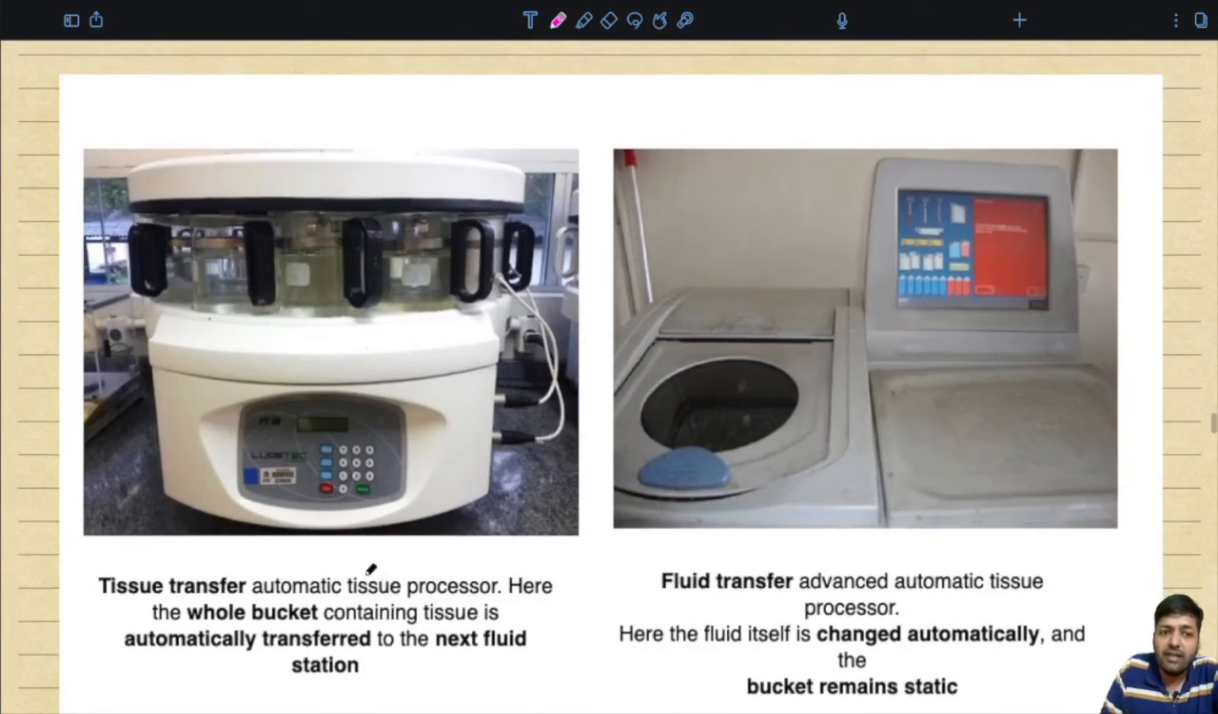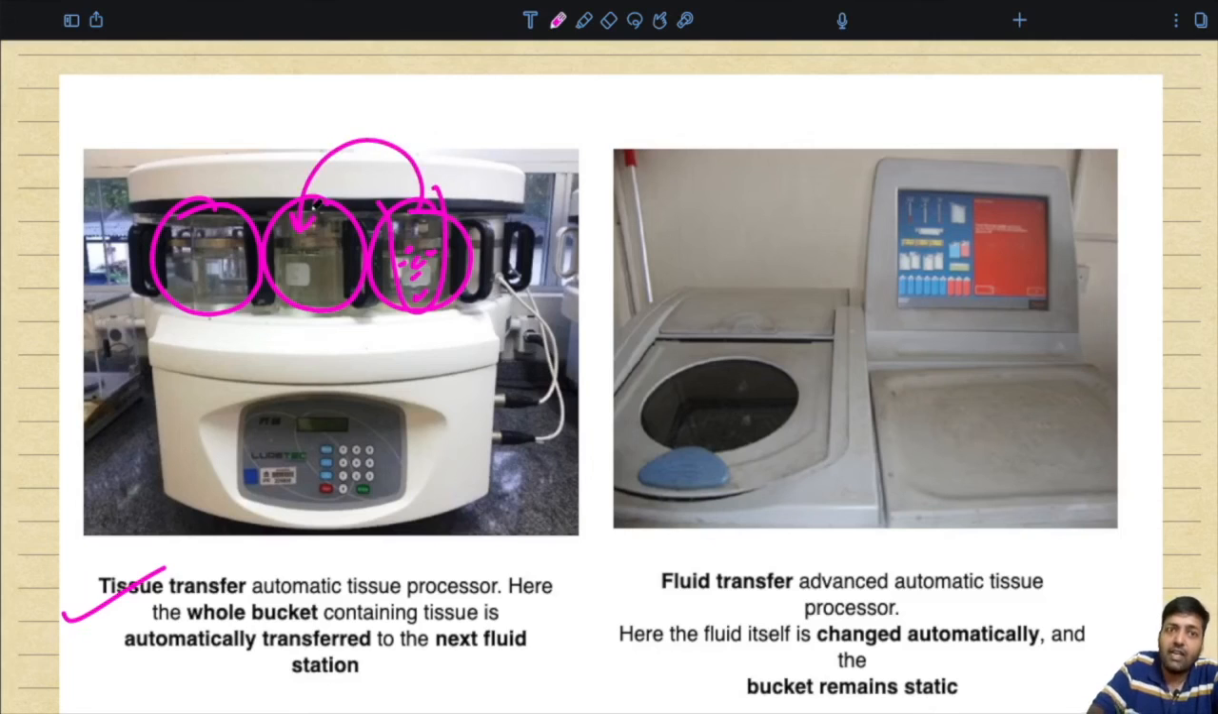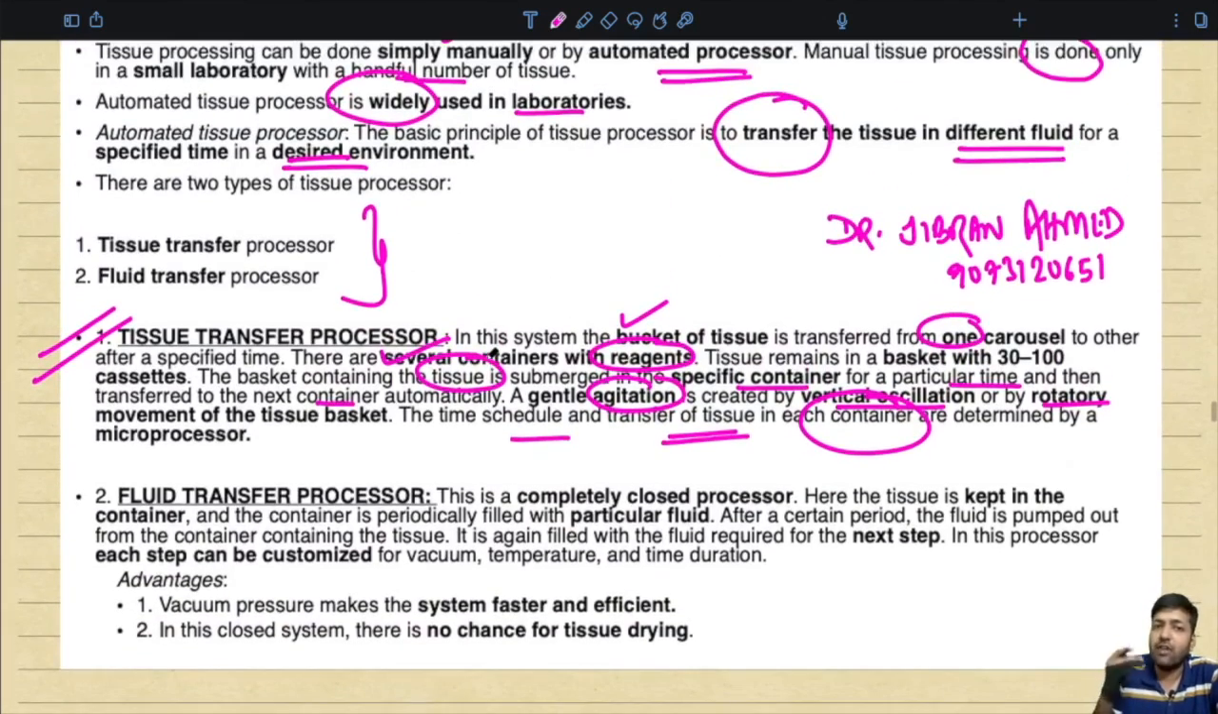As you can appreciate, this is the tissue transfer automatic tissue processor. You can see different containers having different fluids, and there is a basket containing tissue in different cassettes. After a specified period of time, they are transferred automatically to the different containers like this, and slowly the tissue processing occurs. Here the whole basket containing the tissue is automatically transferred into the next fluid station. After a specified period of time, it is the tissue that gets transferred. That is why the term is called tissue transfer processor.